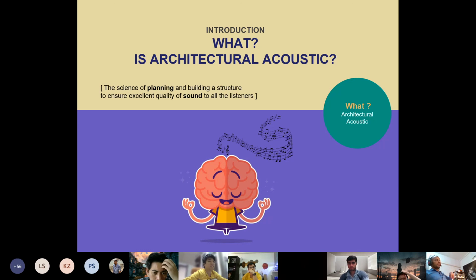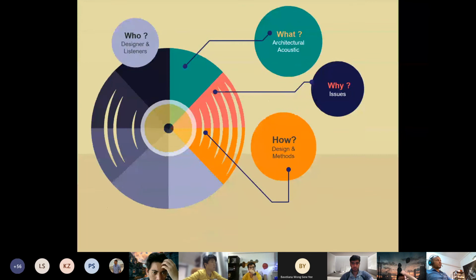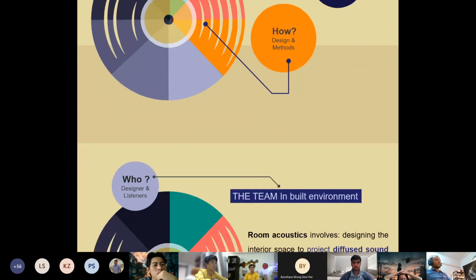So acoustics in architecture is the science of planning and building a structure to ensure excellent quality of sound to all the listeners. So that's the definition. Now we'll see who does the acoustic design, what is architectural acoustics, why we need it, what are the issues that can happen if you don't do it, and how to do it.